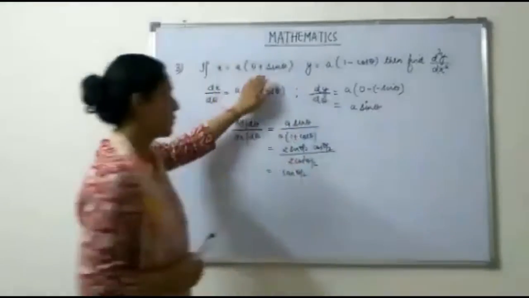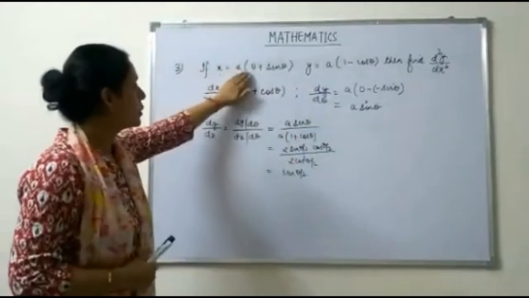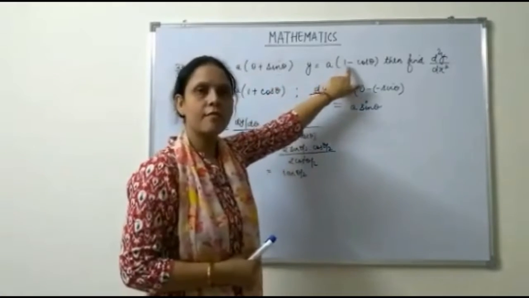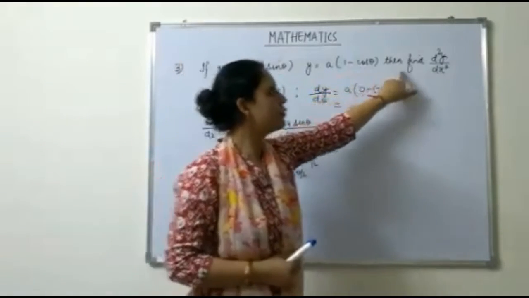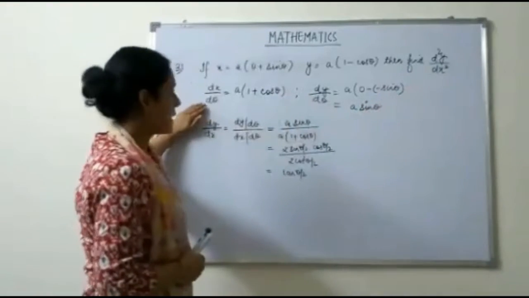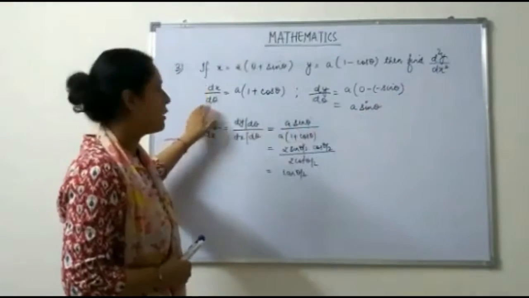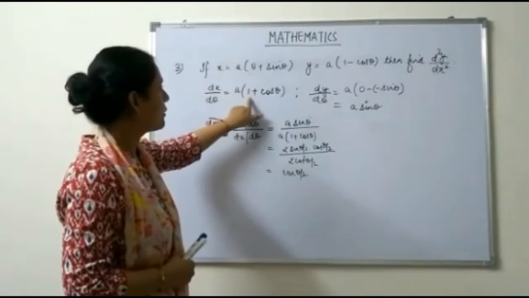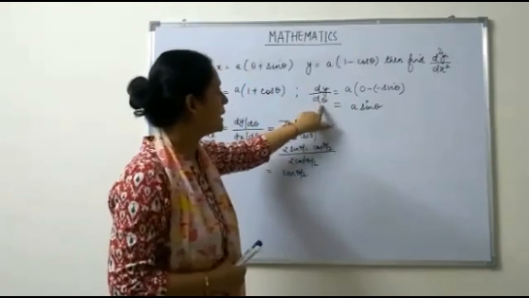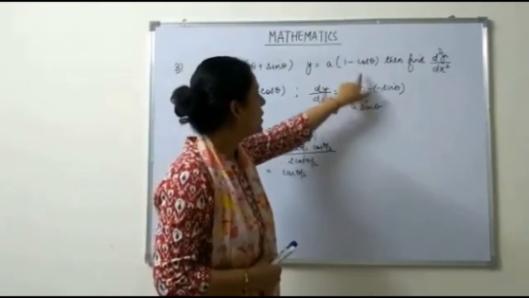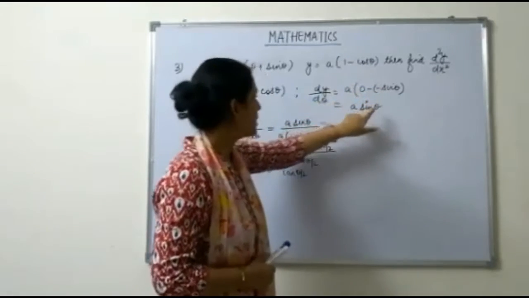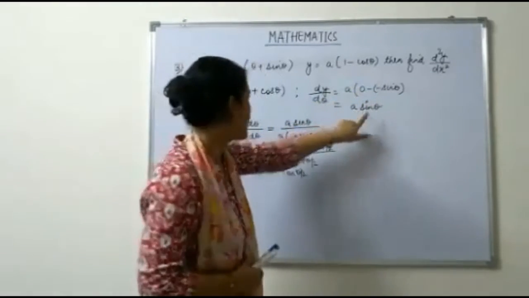We have another form of equations. If x is equal to a into theta plus sine theta, y is equal to a into 1 minus cos theta, then we have to find out the double derivative d2y by dx2. In this case, dx by d theta will be equal to a into 1 plus cos theta, since the derivative of theta is 1 and of sine theta is cos theta. Similarly, dy by d theta will be a into 0, because the derivative of 1 is 0, then the derivative of cos theta is minus sine theta, and we get a sine theta.